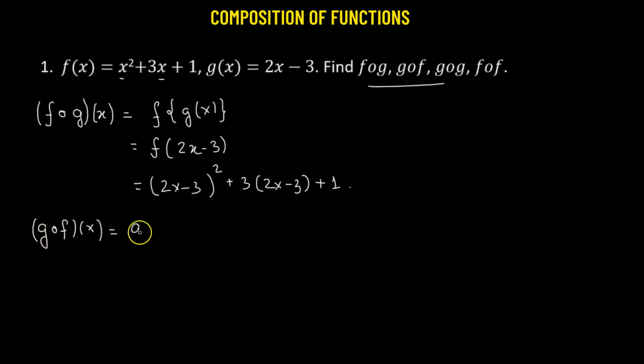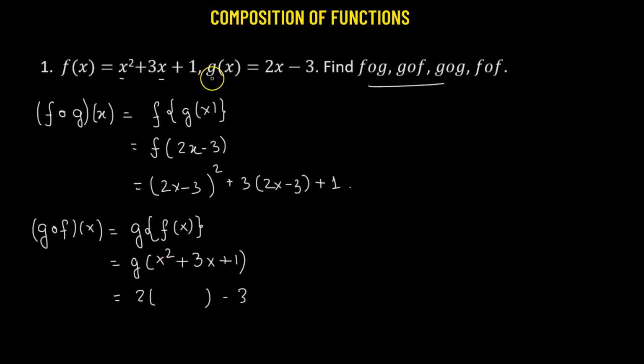Let's try it out with g of f of x. This can also be written as g of f of x. So this will be equal to g of, so what is f of x? f of x, we simply replace with x squared plus 3x plus 1. Now we have to find g of something. We are given g of x, which is 2x minus 3. The structure must remain the same as the original g function. So in place of x, we'll replace it with x squared plus 3x plus 1. So this is the value of g of f of x.